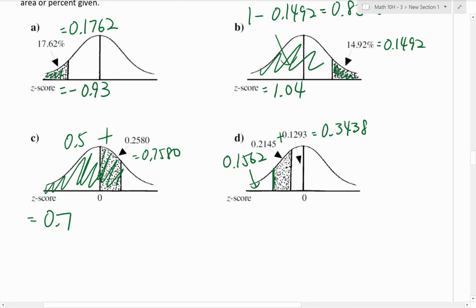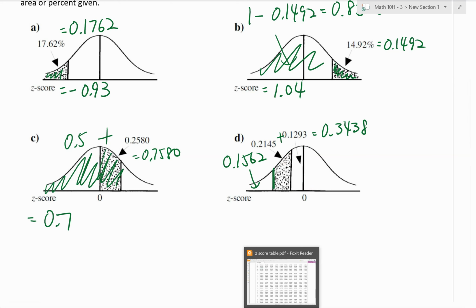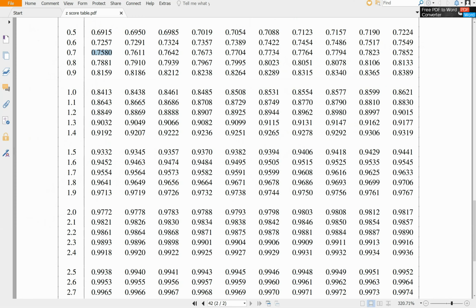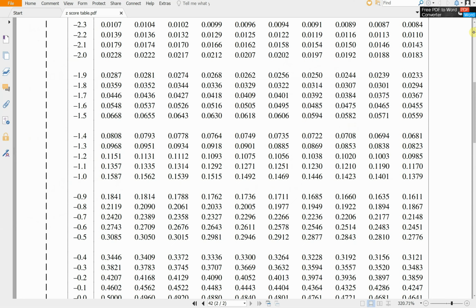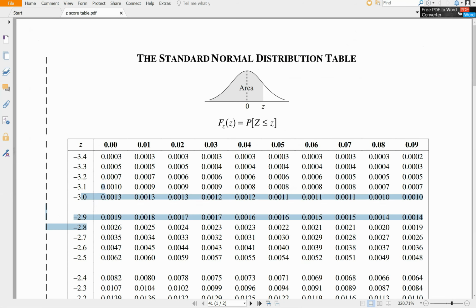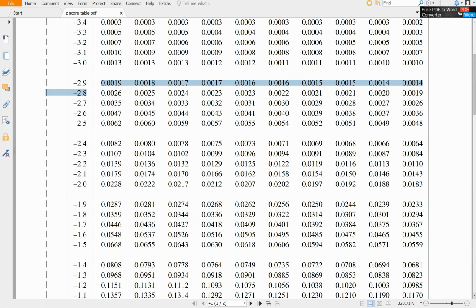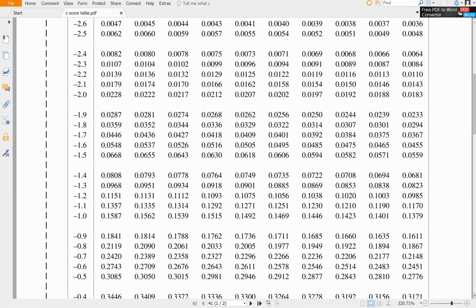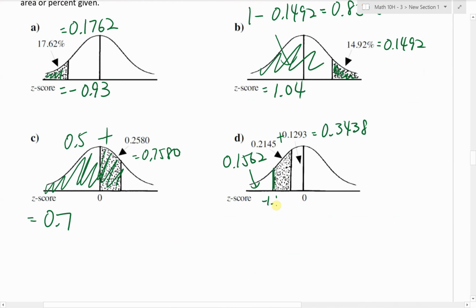So to the left of this Z-score is 0.1562. Then we look for that. I guess that's the negative portion now, so we're going to move back. 0.1562, where are you? Right here, negative 1.1. Okay, so we know the Z-score right here is negative 1.1.